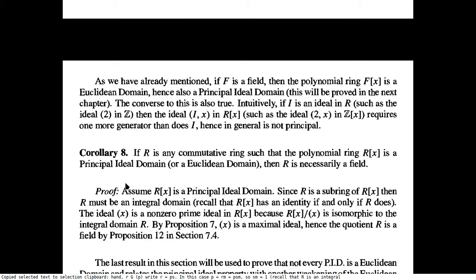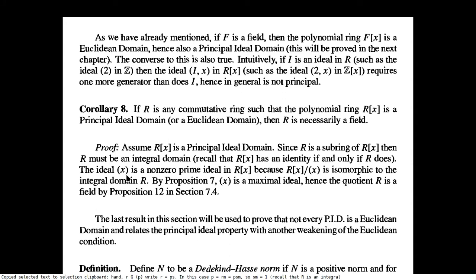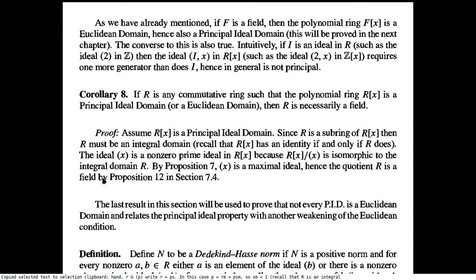So, the corollary is that if R is any commutative ring, and the polynomial ring over that commutative ring is a PID or a Euclidean domain, then R has to be a field. And this makes sense, because if the polynomial ring is a PID, then R is a subring of the polynomial ring, right? Then R must be an integral domain. Every subring of a PID has to be an integral domain at least.